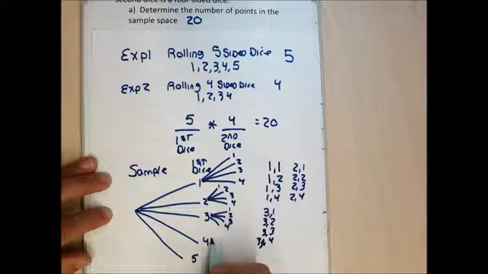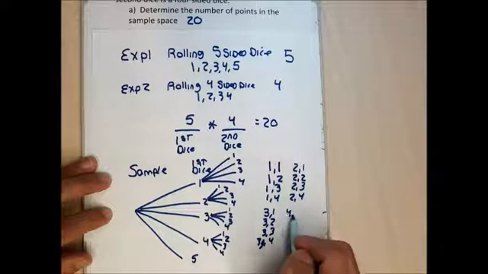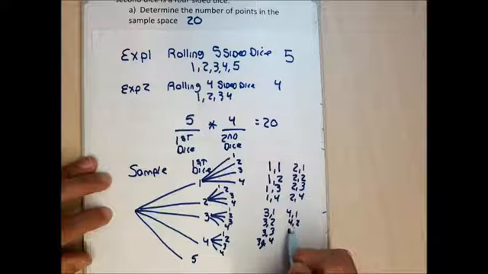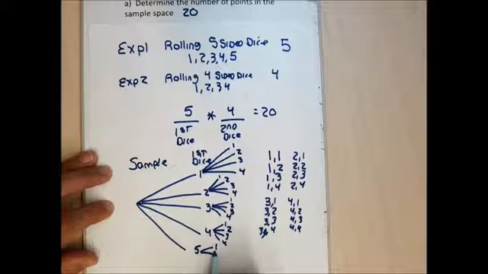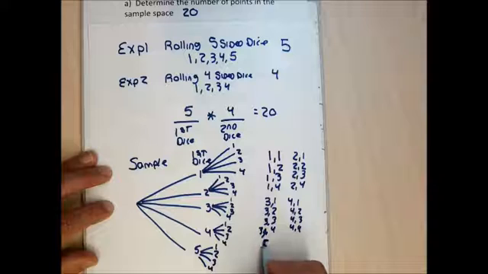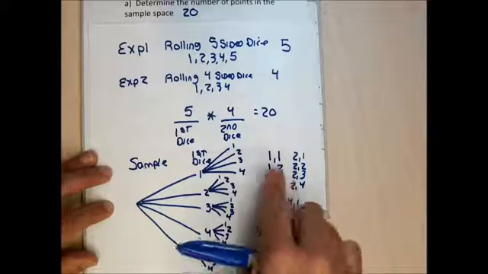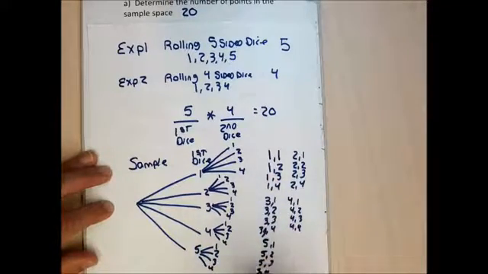And then similarly, 4,1, 4,2, 4,3, and 4,4. And then lastly, 5,1, 5,2, 5,3, and 5,4. If I count, there's 4, 8, 12, 16, 20 elements here. That's going to be my sample space.